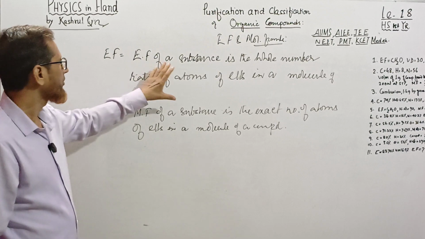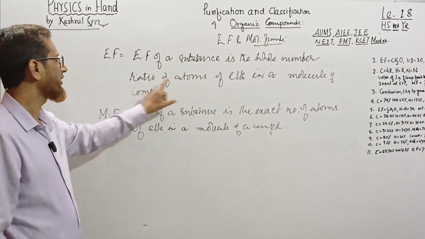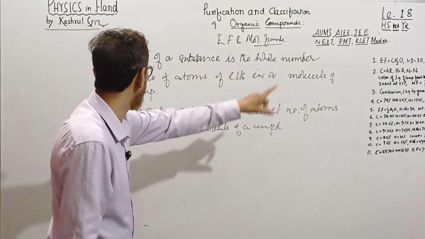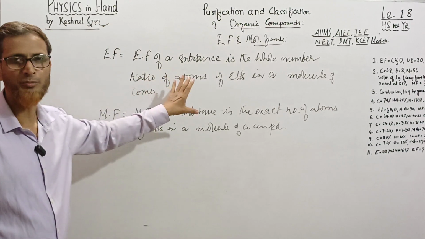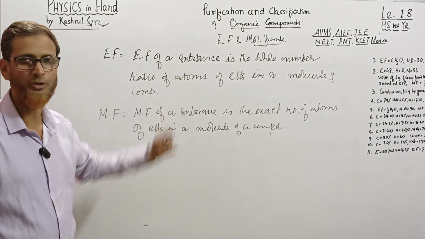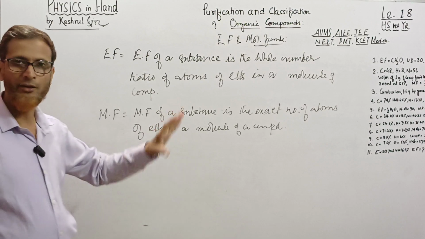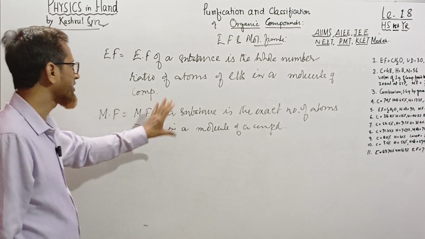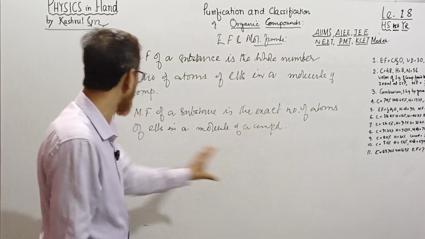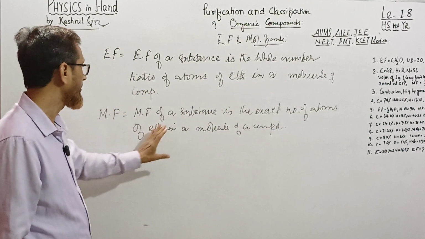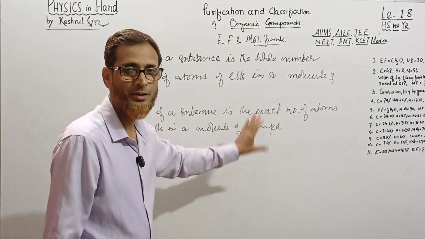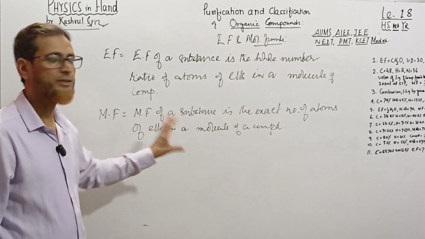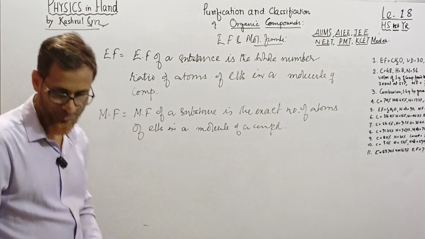The empirical formula of a substance is the whole number ratio of the atoms of elements in a molecule of a compound. It is not the exact formula, it is a whole number ratio of the formula. I will take an example and explain the fact in detail. And the molecular formula of a substance is the exact number of atoms of elements in a molecule of a compound. I will take an example and explain this in a very simple way.